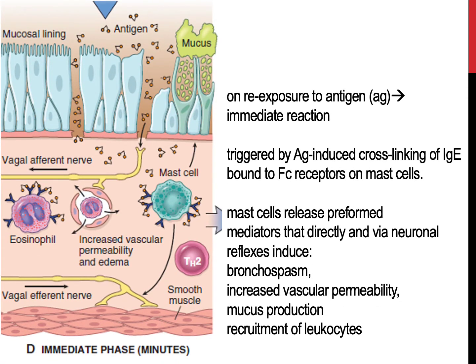This figure highlights the early phase reaction, so it happens after re-exposure to an antigen. This reaction is triggered by antigen-induced cross-linking of IgE that is already bound to the Fc receptors on mast cells. Mast cells release previously formed mediators that will induce bronchospasm, increase vascular permeability, mucus production, and recruitment of leukocytes.